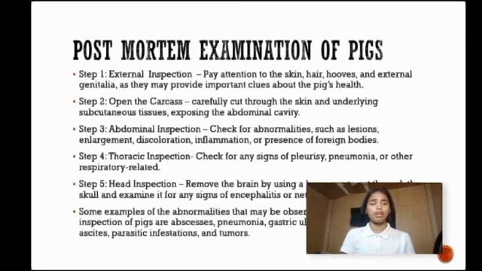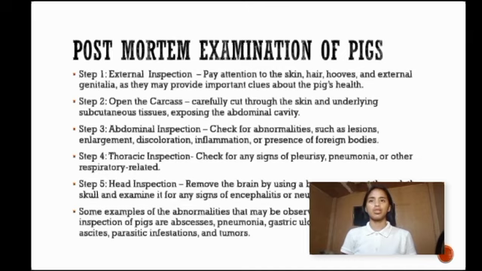Exposing the abdominal cavity. Continue the incision carefully and precisely until you reach the abdominal cavity. The abdominal cavity is the space inside the animal's body where the abdominal organs such as the intestine, stomach, and the liver are located. Abdominal inspection.